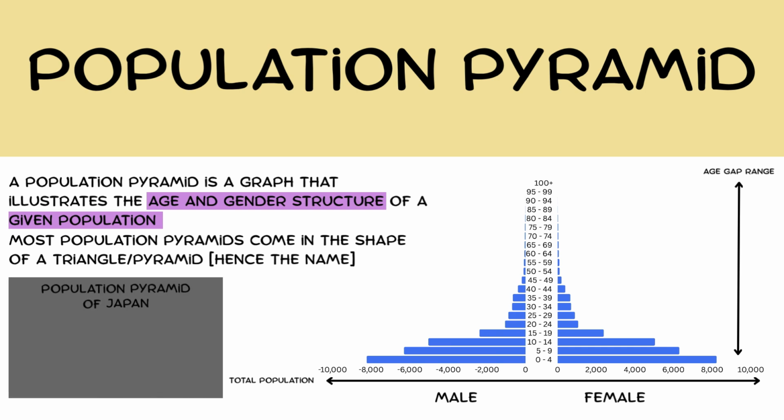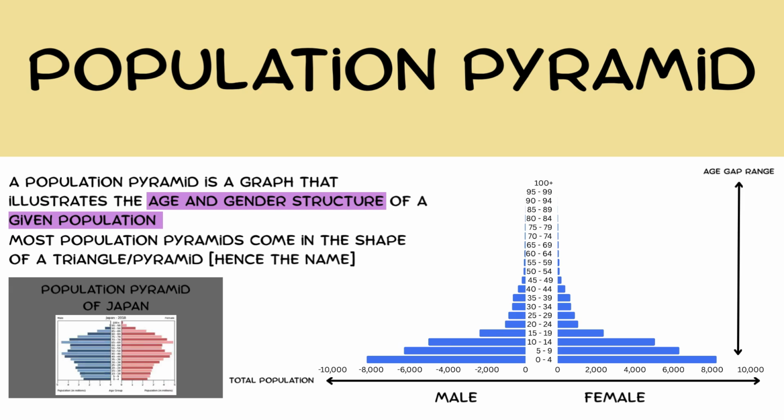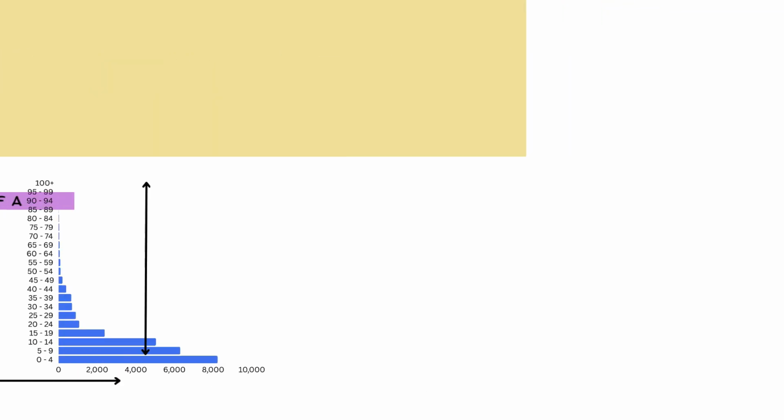Below is a simple example of a population pyramid of the country of Japan. Population pyramids are really important as they illustrate basic details about a country's population structure.